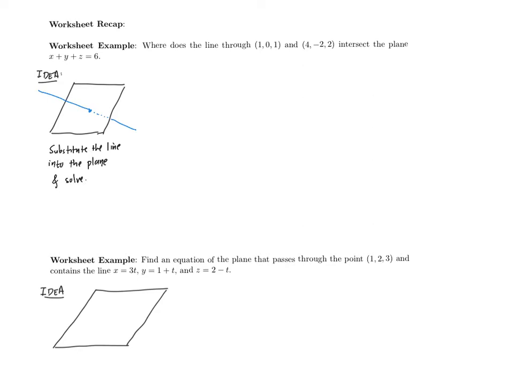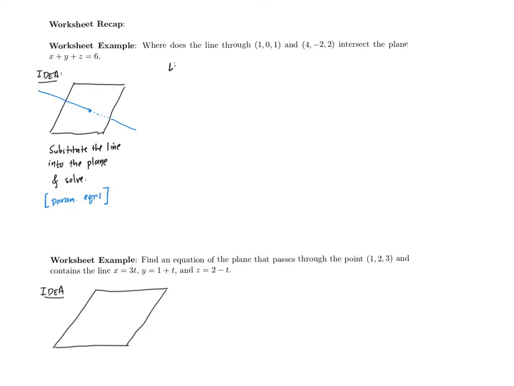But the key observation to go along with this is that when we substitute the line into the plane and solve, there's a certain form of the equation which is going to be extremely conducive to this problem. And what we want to do is use the parametric equations, because that would simplify things as much as possible. We'll have, as we will see in a moment, a single variable to solve for. So the first thing we need to do is come up with the equation of the line.